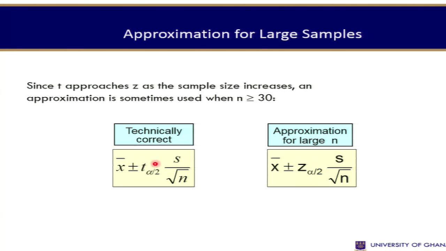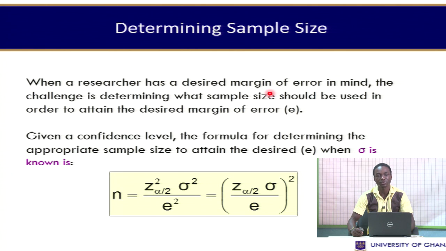That is to say that our t distribution has been converted to a z distribution because of our large sample size. Given this information about confidence intervals, about margins of error, and the things that we've learned so far, we can also determine the sample size or the correct sample size for our research. Therefore, when a researcher has a desired margin of error in mind, the challenge for him or her is to determine what sample size he must use in order to attain the desired margin of error.